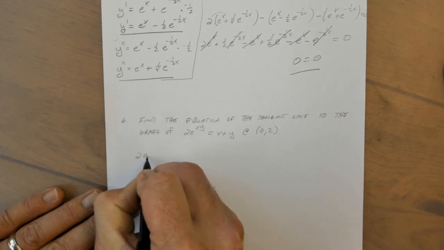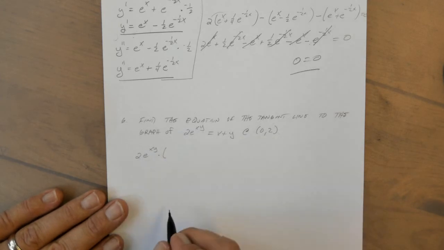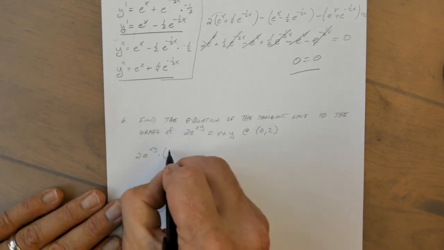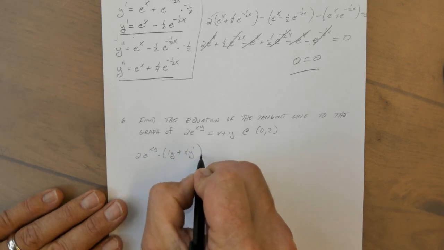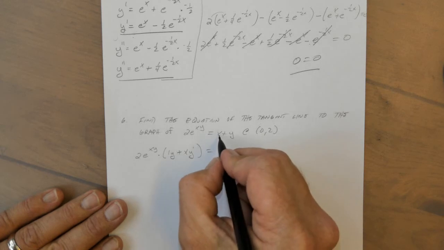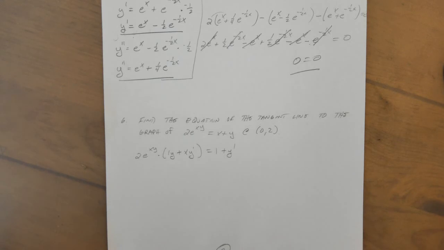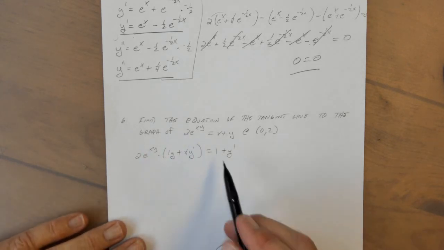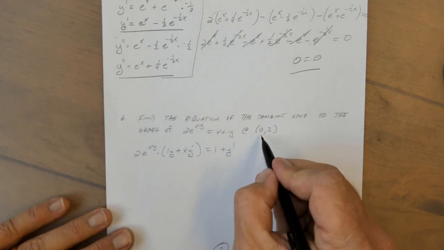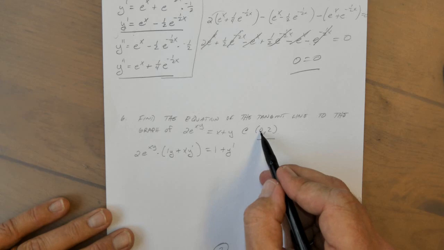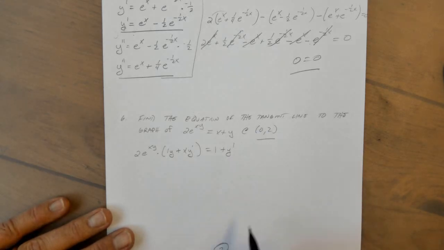So we have 2e^(xy) times the derivative of xy. So again, we're going to use the product rule. So the derivative of x is 1 times y plus x times the derivative of y, which is y prime, equals, and then here we'd have 1 plus y prime. Okay, so we've got some choices. Do we want to distribute and put all the y primes on one side? You could. Or what we can do is just substitute the x and y coordinates for x and y, and then find y prime. So I'm going to do that.